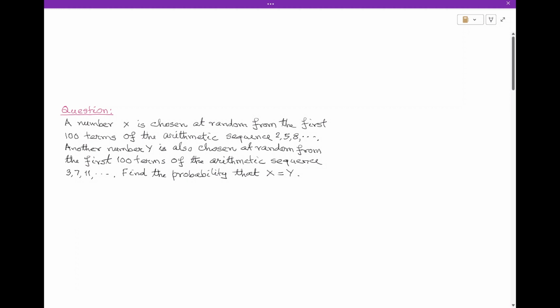A number x is chosen at random from the first 100 terms of the arithmetic sequence 2, 5, 8, .... Another number y is also chosen at random from the first 100 terms of the arithmetic sequence 3, 7, 11, .... Find the probability that x is equal to y.